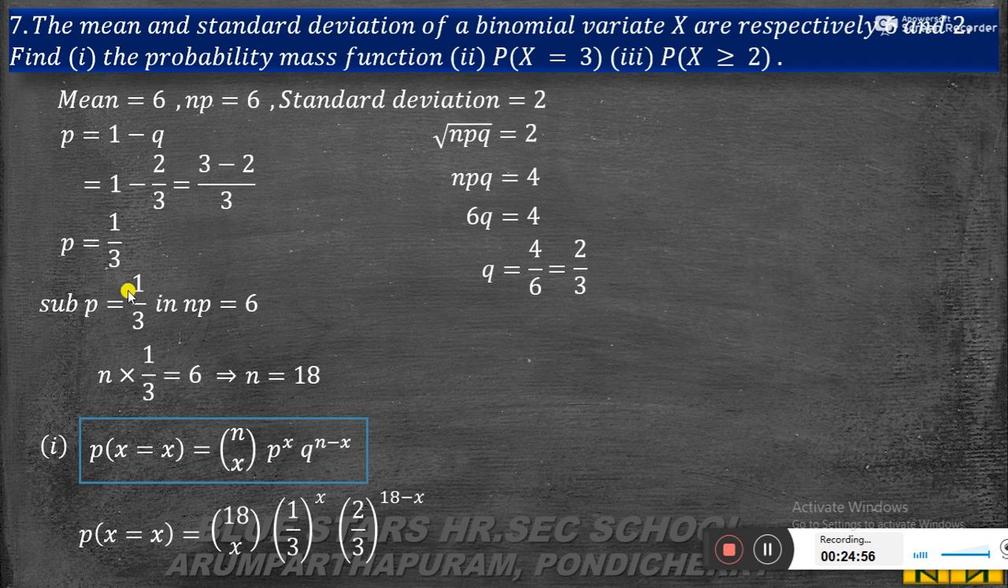Therefore, substitute p equal to 1 by 3 in np equal to 6. That means n into 1 by 3 equal to 6. Doing the cross multiplication, n equal to 6 threes are 18. N equal to 18. So subdivision 1, probability of x equal to x is nCx p power x q power n minus x. So the n value is 18: 18cx, p value is 1 by 3 whole power x, q value is 2 by 3 whole power 18 minus x.